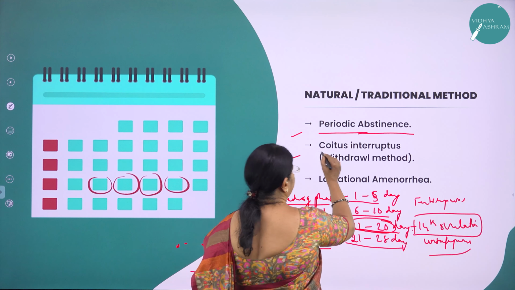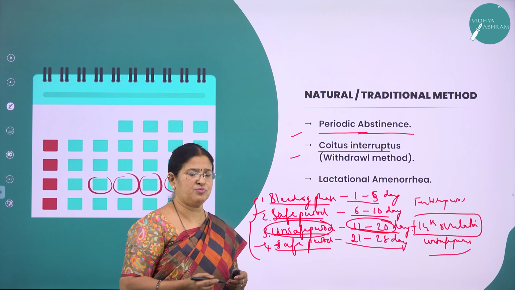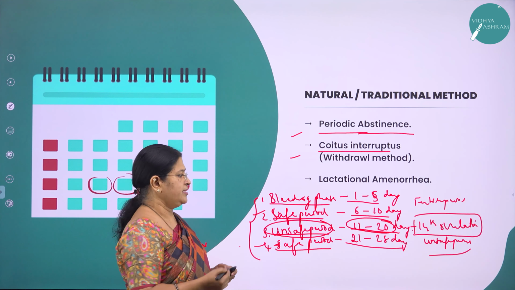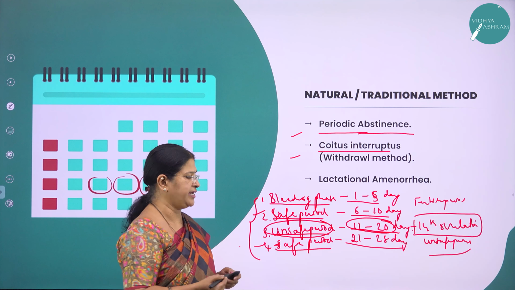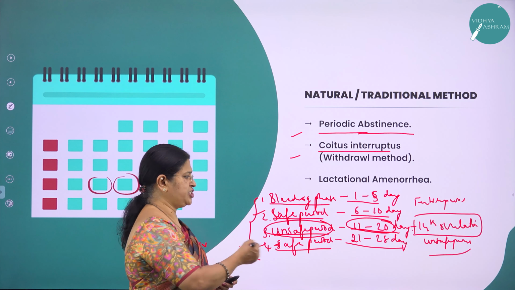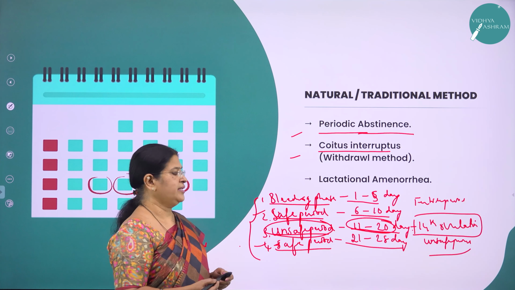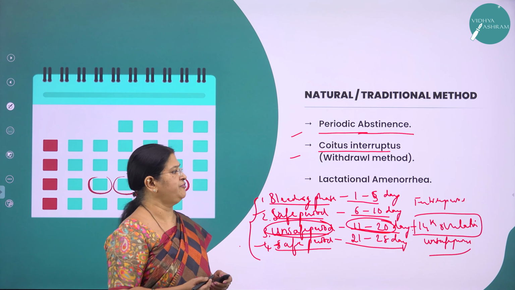Next, coitus interruptus. Hope you have understood what is periodic abstinence. Periodic abstinence is abstaining from the sexual act during the unsafe period, that is around the 14th day. As I said, since ovulation takes place on the 14th day, during that duration, 11th to 20th day, if the couple abstain from the sexual act, then definitely they are going to avoid unwanted pregnancy or they can avoid fertilization.